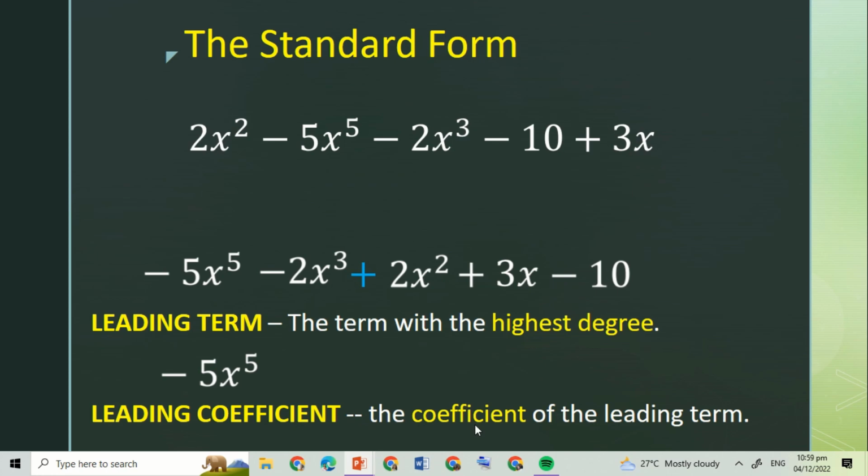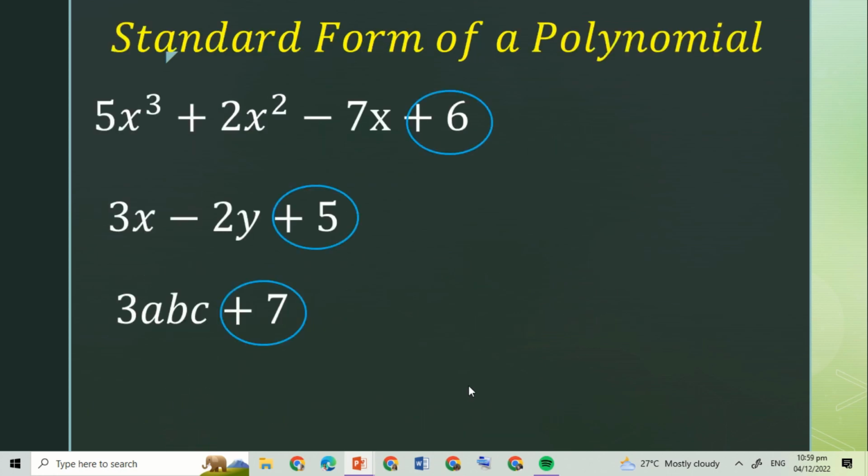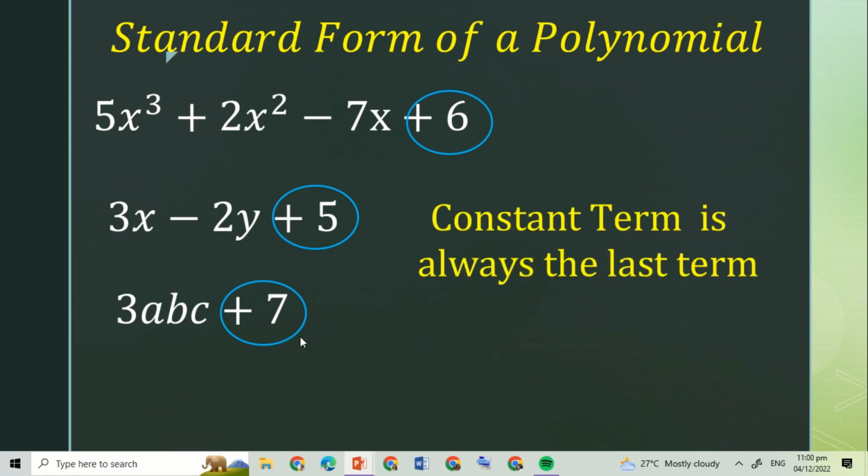Next is the leading coefficient. So the leading coefficient is the coefficient of the leading term. So our leading term is negative 5x raised to the fifth power. Therefore, our leading coefficient is negative 5. Again, the standard form of a polynomial is a polynomial that is arranged from the highest to the lowest degree. And the constant term is always the last term.